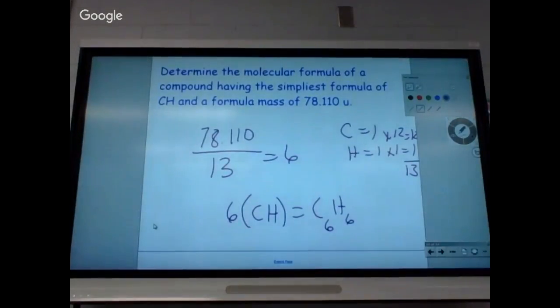All right, C6H6. On the front side, the one that says empirical formulas, I want you to do 1, 3, and 5. On the back, I want to do 1, 2, 3, and 4.